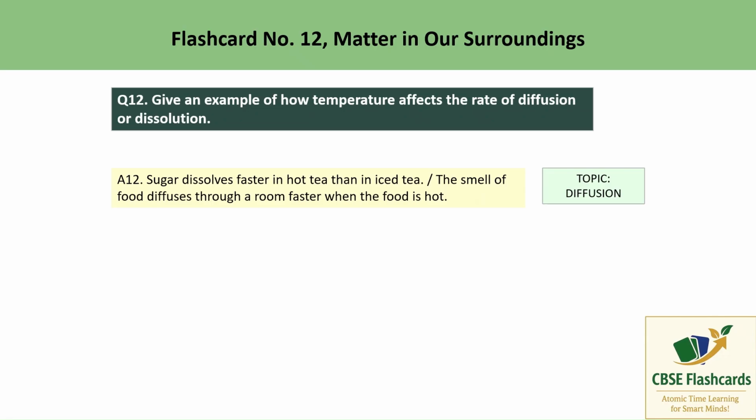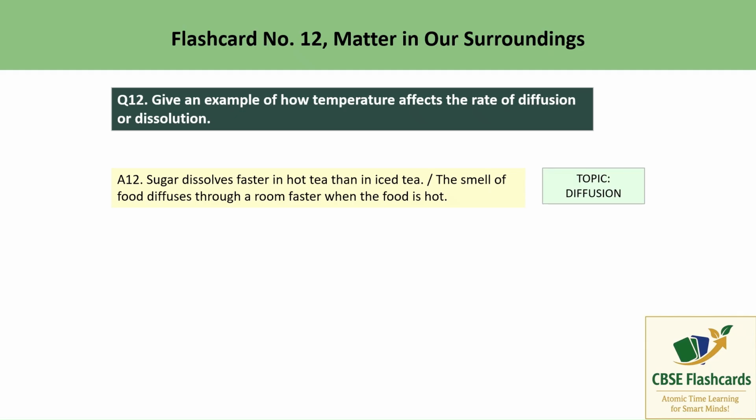Give an example how temperature affects the rate of diffusion or dissolution. Sugar dissolves faster in hot tea than in iced tea. The smell of food diffuses through a room faster when the food is hot.